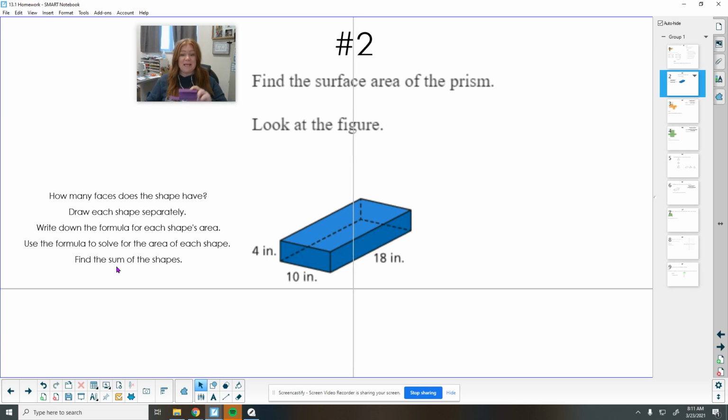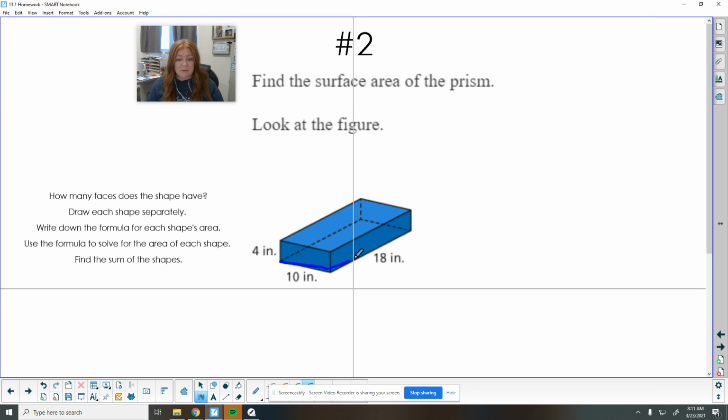And so the base on the bottom, if we look at this bottom shape here, it has 1, 2, 3, 4 sides. So that means it needs another rectangle too. So prisms are connected by rectangles, and it needs 4 of them since it has 4 sides to connect the top and the bottom. So let's first talk about how many faces this shape has.